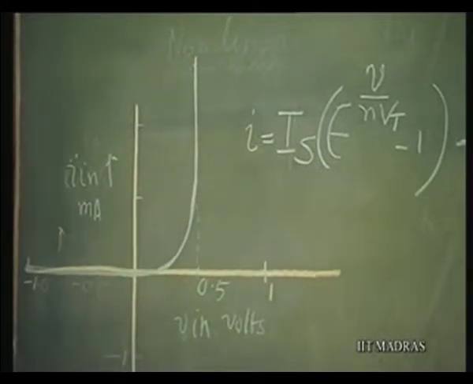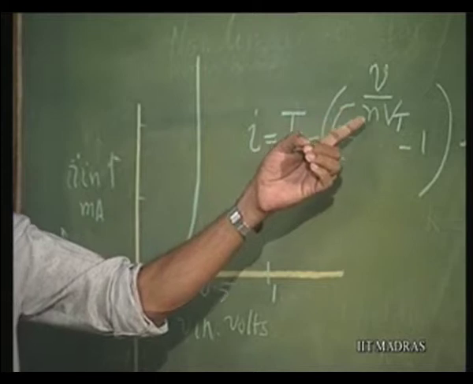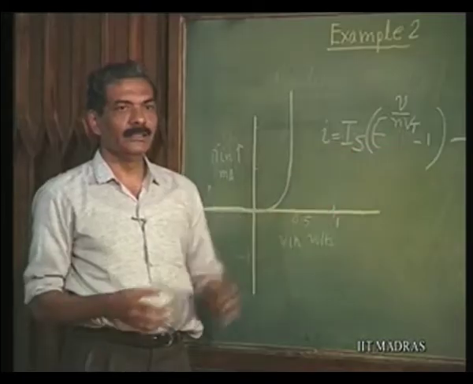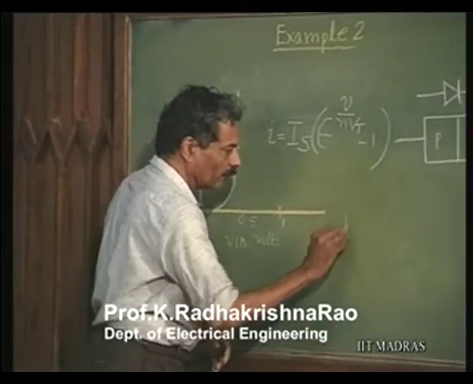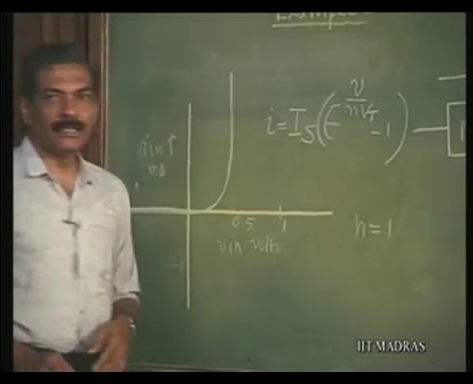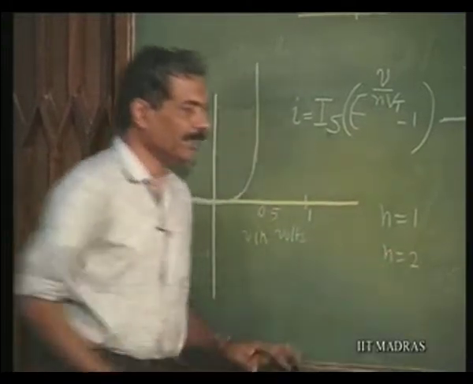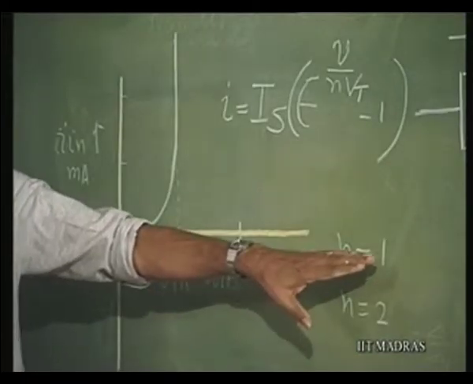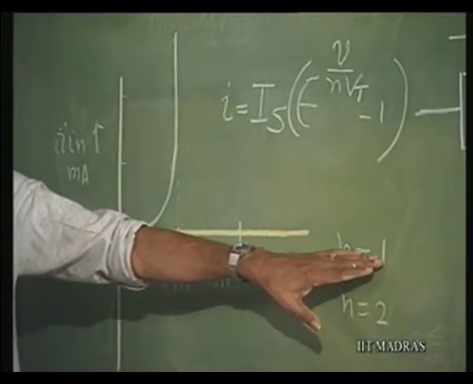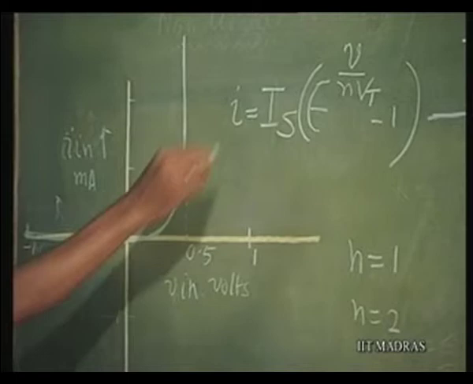In the case of a semiconductor diode, let us say a silicon diode, which is the commonly used diode nowadays, this N in the case of integrated circuit diodes is around 1. In the case of discrete diodes, it is around 2. So, basically N is between 1 and 2 for diodes. In the case of integrated circuit diodes, N is closer to 1, and in the case of discrete diodes, N is closer to 2. What is this Vt?